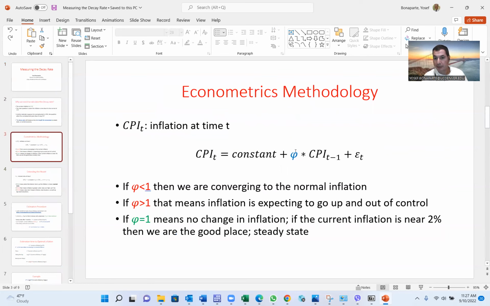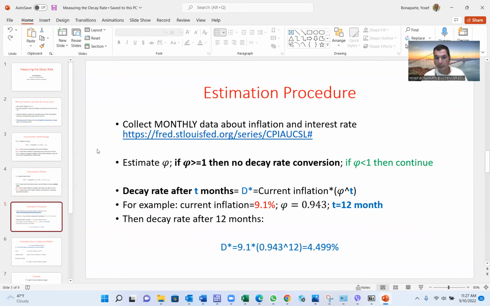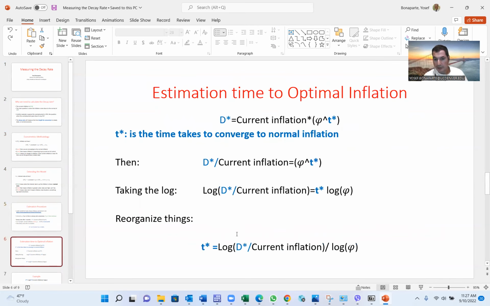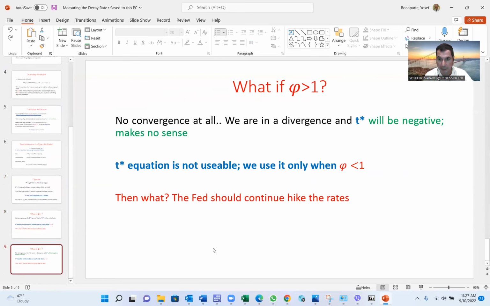Well, you're going to estimate this model. We get the phi. Once we get the phi, then we can get the T star. If the current inflation is 9% and the goal of the inflation is 2%, we get the phi, then the T star will tell us how many months it takes to converge to a steady state. So now we're going to take the data, estimate the model, and see what we have.